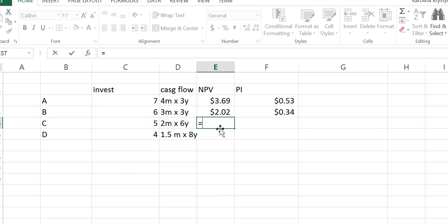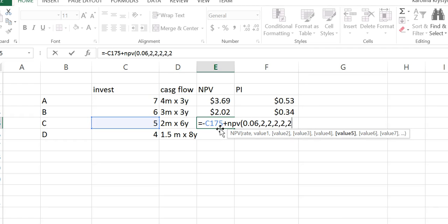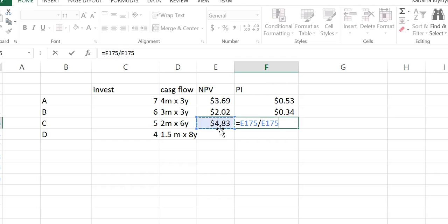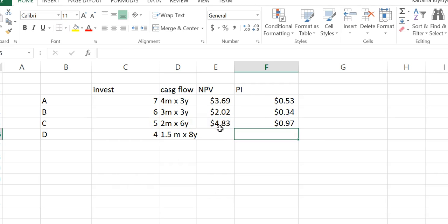Now project C, we have an investment of 5 million plus net present value, interest rate of 6, and we have 2 million for 6 years. 4.83. Let's take net present value divided by the amount of money invested. Whoa, this project is spectacular. 97 cents generated from every dollar invested.